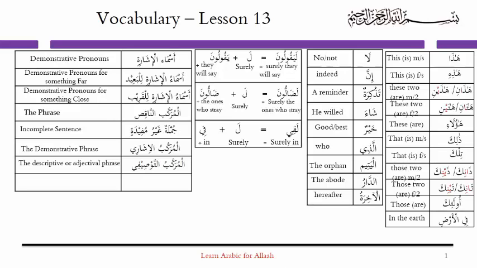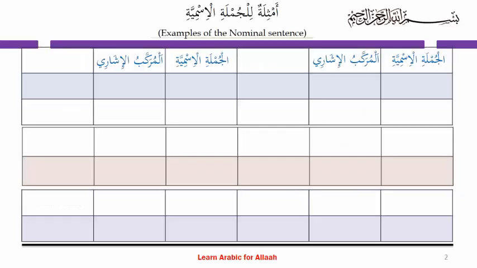Al-muraqqab al-idafi. This is the possessive phrase. Two words come together, two nouns, and all of these phrases are nouns, two nouns coming together. Al-muraqqab al-idafi are two nouns coming together, where one is possessing the other, one is annexed to the other in a case like possession. Okay? So, inshallah, I think that is clear. Let us move on.